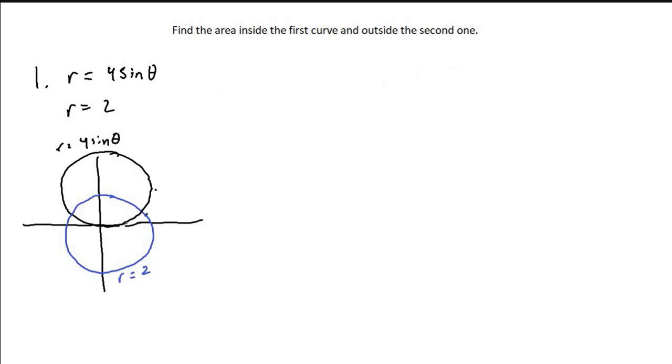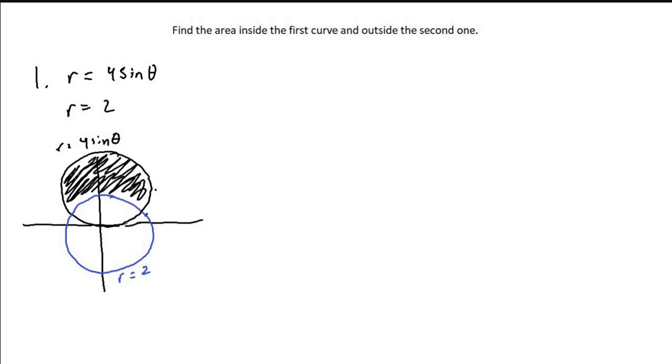So if I were to graph these two curves, this is what it would look like, where 4 sine theta is the top one and r equals 2 is the bottom one. And so we're trying to find the area inside the first curve and outside the second one. So if the first curve given to us is 4 sine theta, and we're looking to go inside this one, but outside r equals 2. So this is the area we're trying to find.